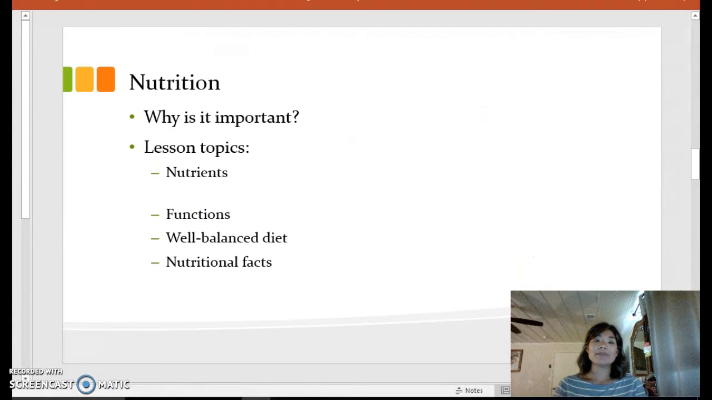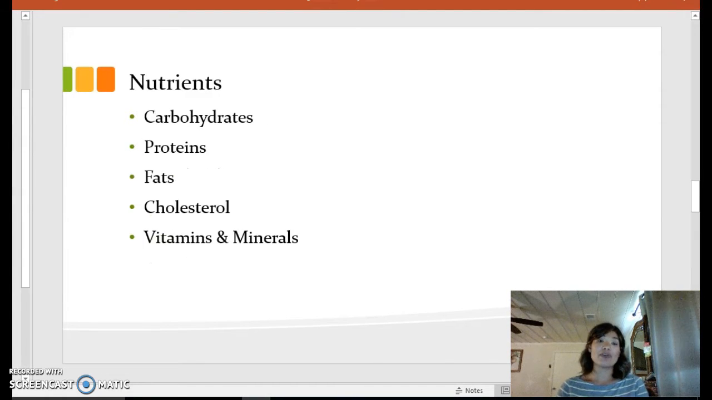Then we began our lesson on nutrition, and we discussed why it was important and how important it was to maintain health and well-being. Some of the topics we discussed were the specific types of nutrients, their functions, and where they could be found in order for individuals to create a well-balanced diet. And we learned also where to find nutritional facts. The nutrients we really got into detail with were carbohydrates, proteins, fats, cholesterol, vitamins, and minerals.